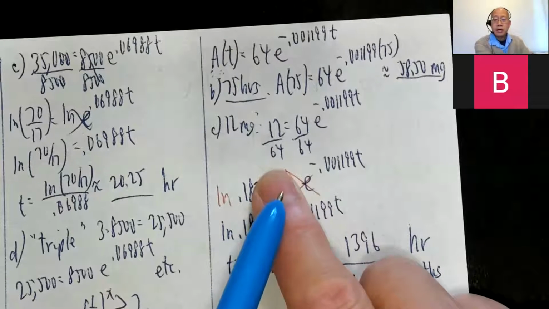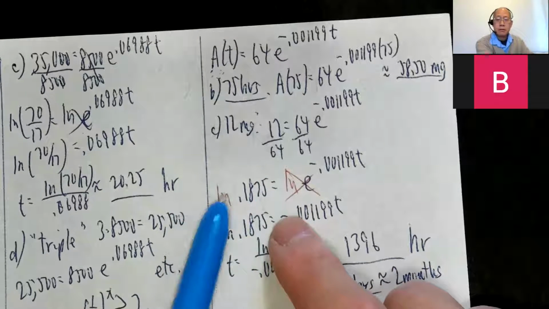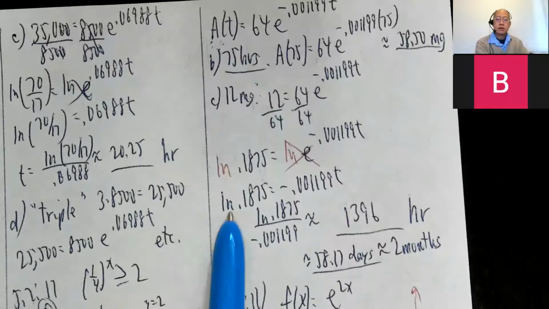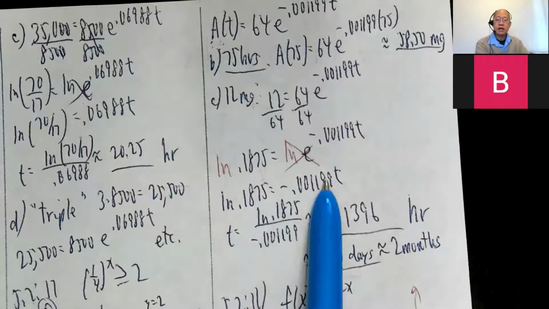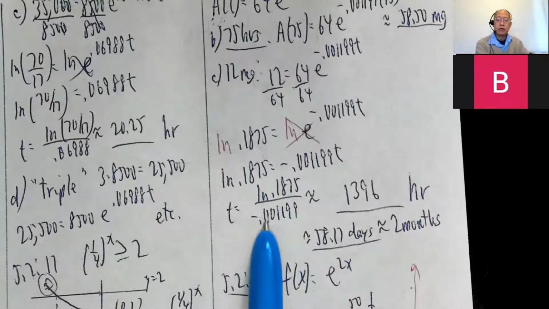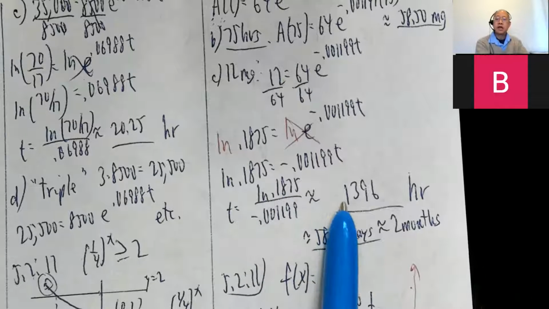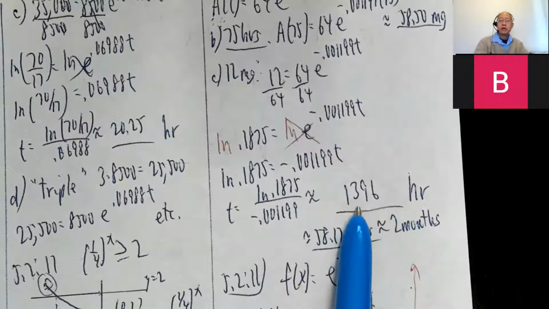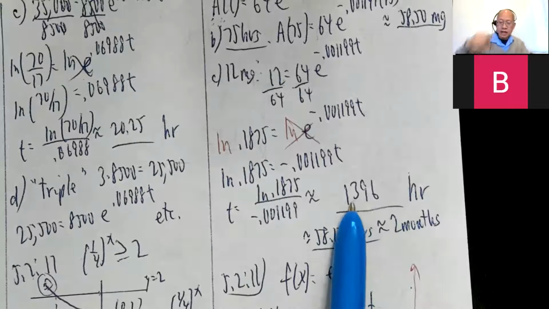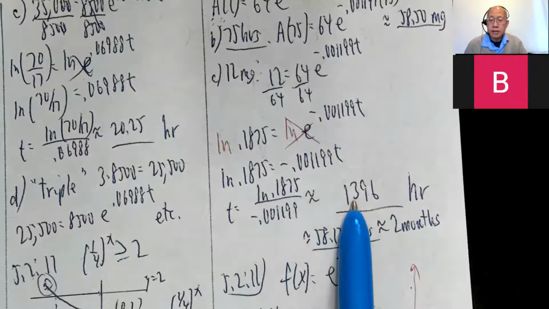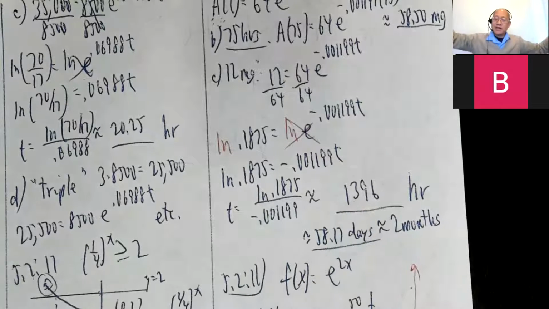How do you get rid of e? ln. Same stuff. So ln 0.1875 is that. Divide by negative 0.001199. Punch it in the machine: 1396 hours. Normally you wouldn't leave an answer like that. So you say, how long did it take? 1,396 hours. That's kind of weird.